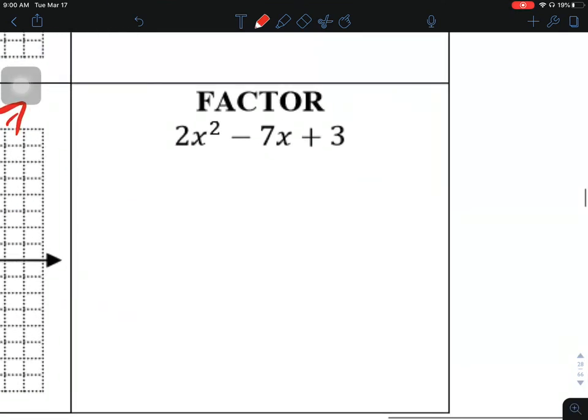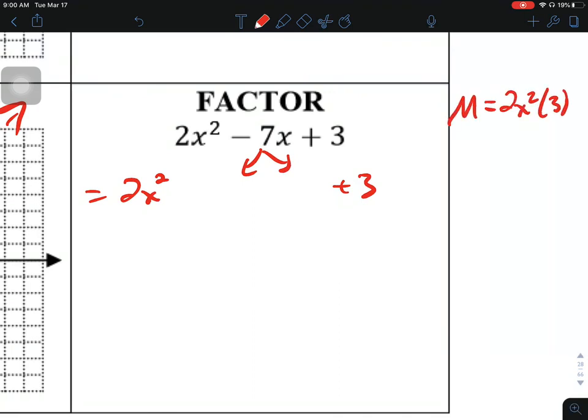This next one, it's a trinomial. Lead coefficient's not 1, so we need to split the middle term and factor by grouping. We need two things that multiply to get 2x squared times 3. That's 6x squared. Same two numbers add to get negative 7x. What could those numbers be? How about a negative 6x and a negative x?